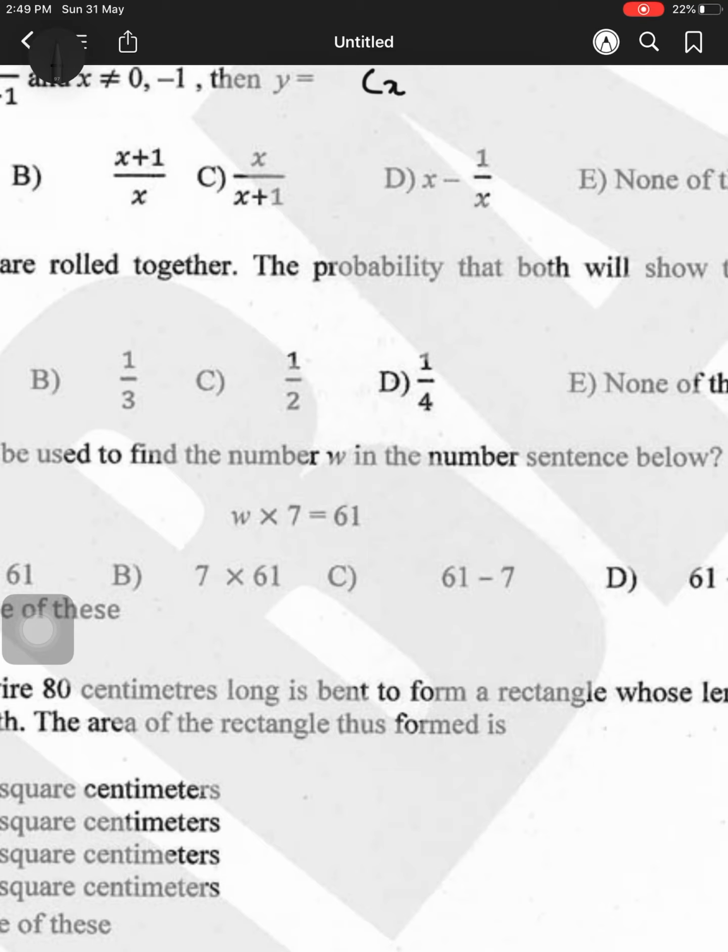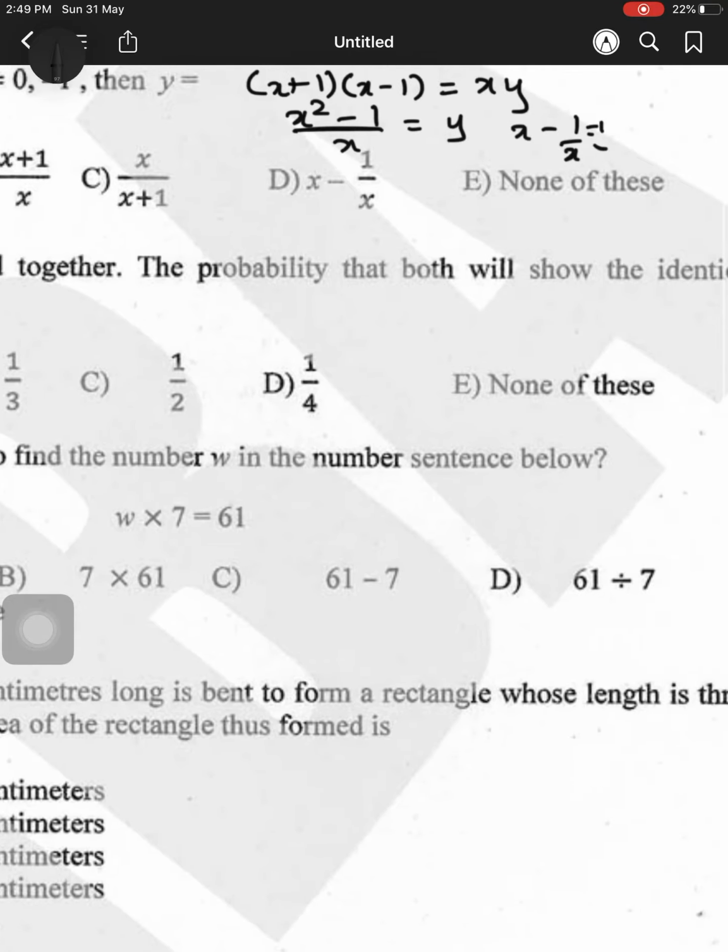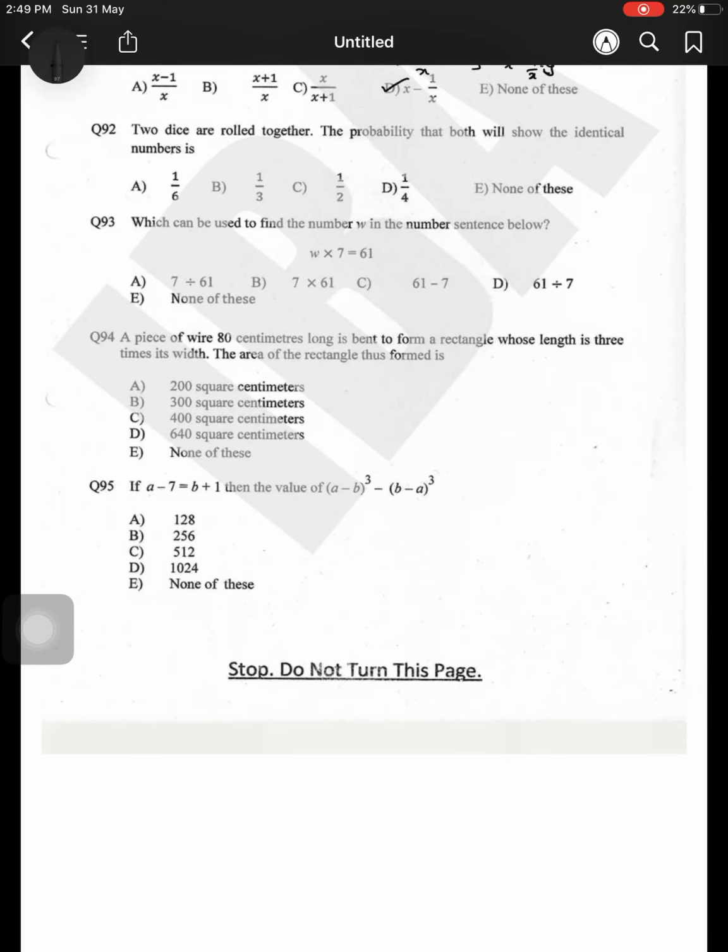In this next question, all you have to do is x plus 1, x minus 1 is equal to x is equal to y, x square minus 1 upon x is equal to y, x minus 1 upon x is equal to y. That is D. This is very simple. I don't think this needs to be even solved. So the answer to the next question is A.